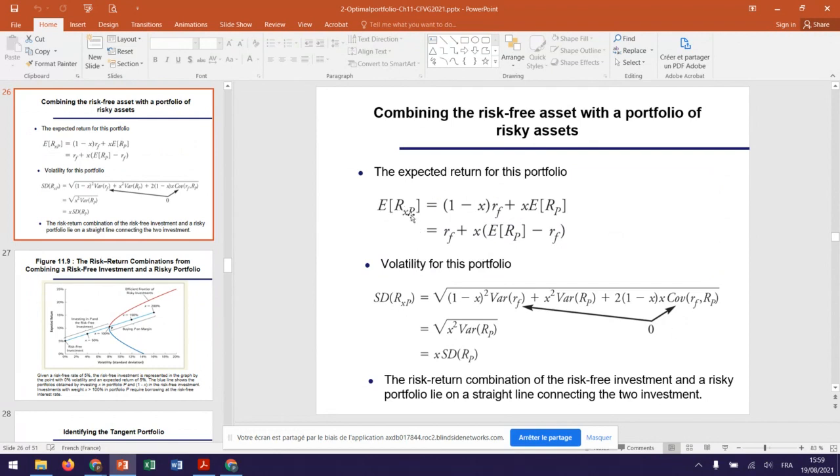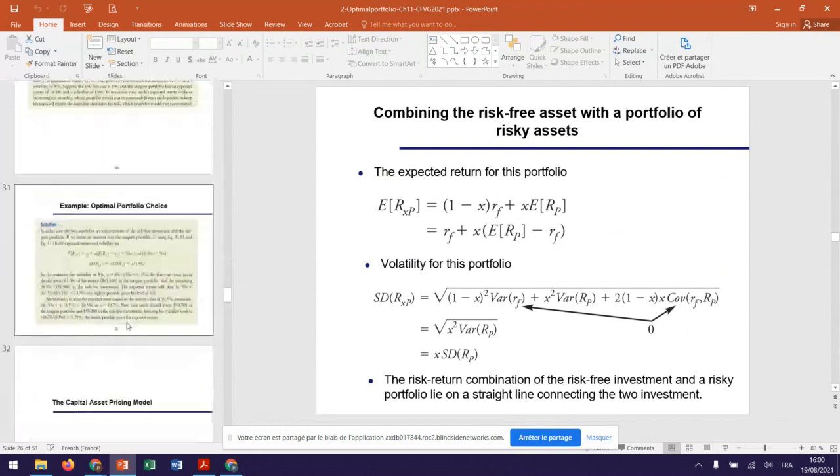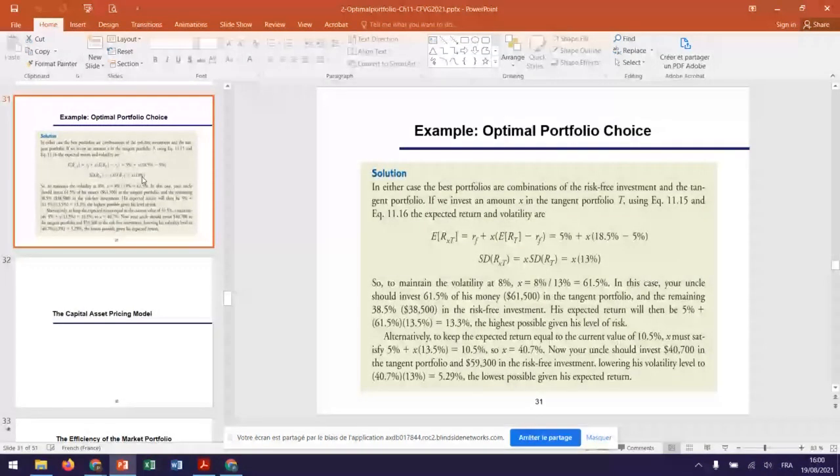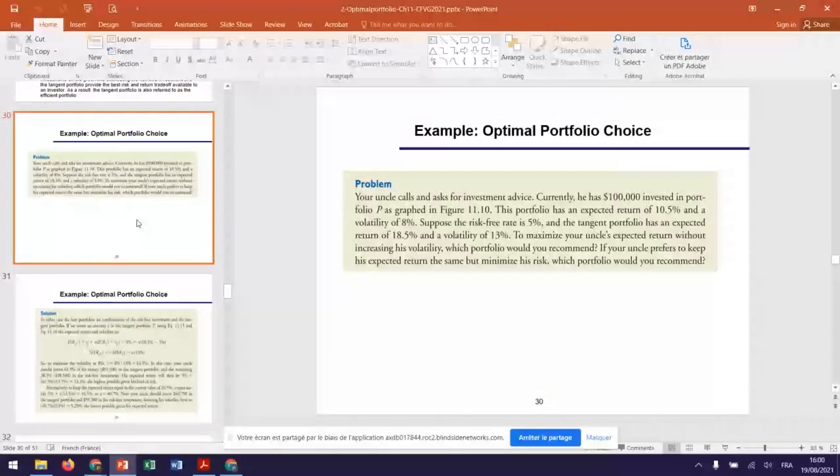So I'm going to move the P to the T, and then I allocate the X to the T, and 1 minus X to the risk-free assets. Okay, let's do that together to help answer your uncle. That is the first one. The second one, he also needs your recommendation to make an investment so that he can have the same expected return, but probably bear lower risk than the 13% or 8% that he has at the moment.